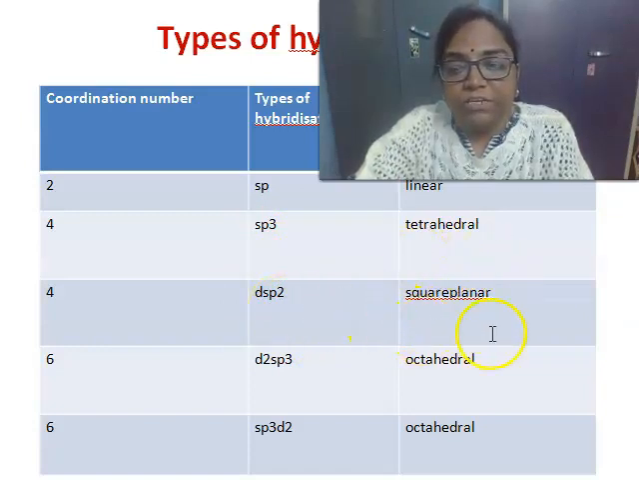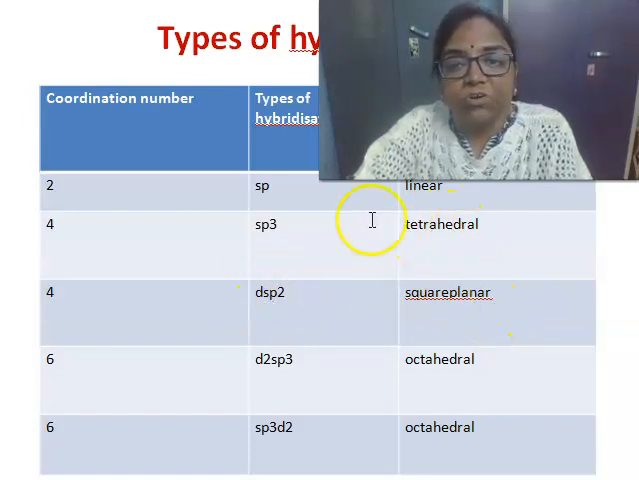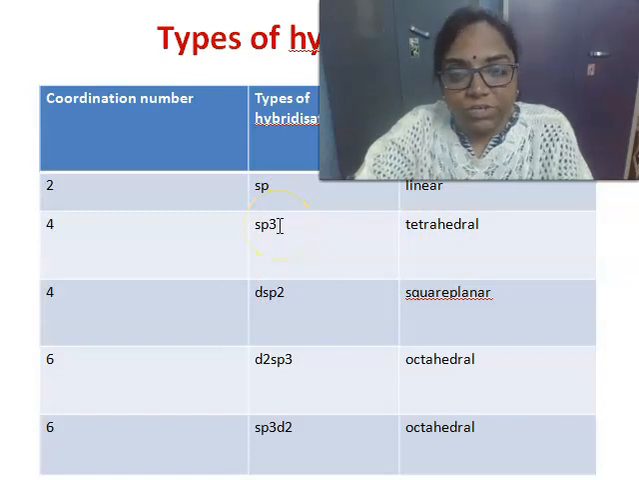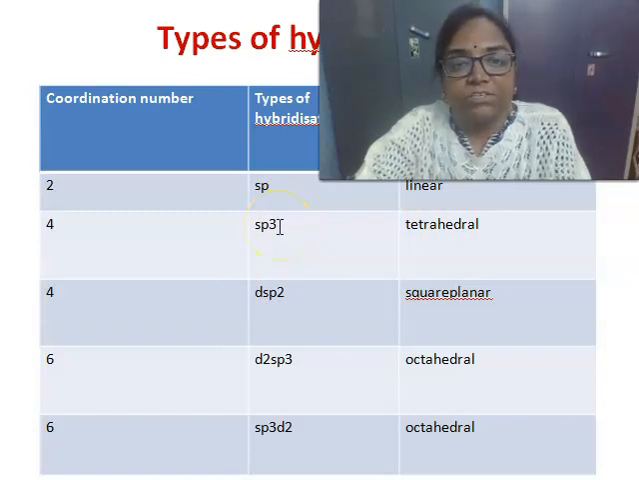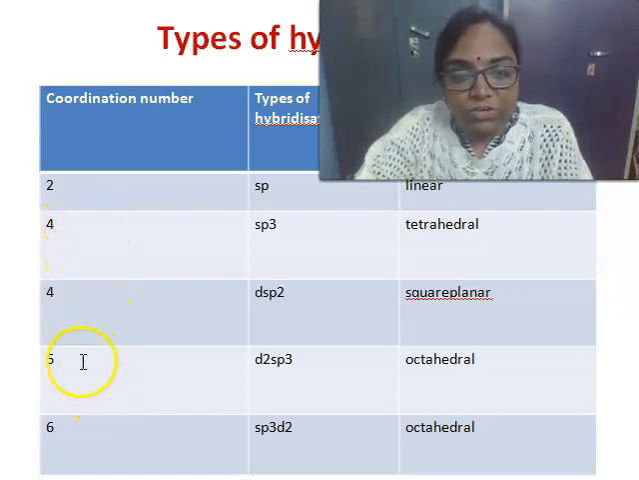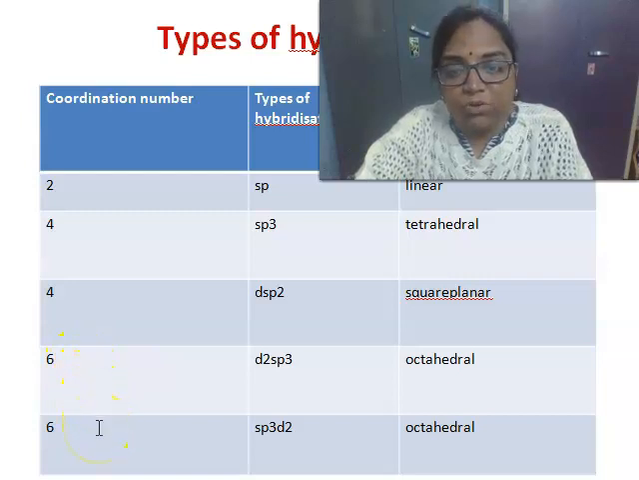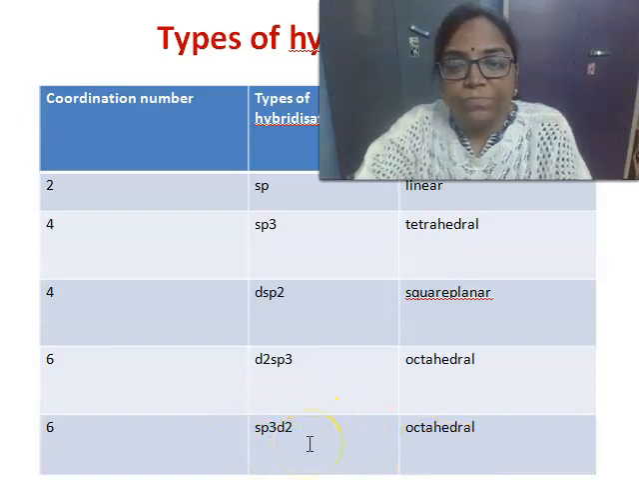The predicted geometry is square planar. So the square planar complex will have dsp2 hybridization, whereas the tetrahedral complex will undergo sp3 hybridization, but both have the same coordination number. If the coordination number is 6 for a particular complex, for the octahedral complex, the type of hybridization is d2sp3. The same octahedral complex may also undergo sp3d2 hybridization.